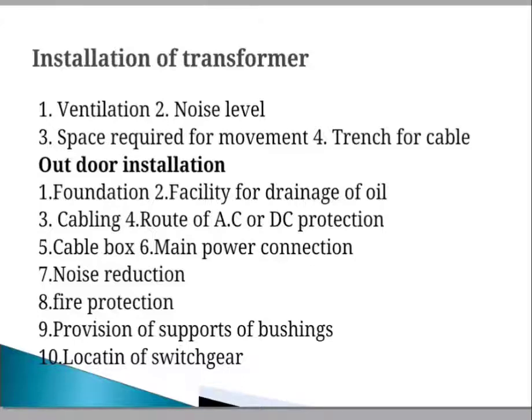Next one is the cable box. If the transformer is fitted with the cable box and it is connected by paper insulated power cables, the cable ends should be sealed properly with the help of cable boxes, and it is filled with the oil. The next one is the main power connections. They have to be provided properly for the transformer.